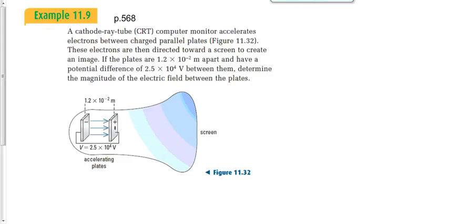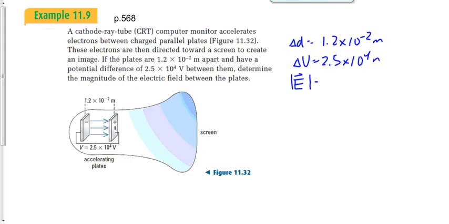The distance between the plates is 1.2 times 10 to the negative 2 meters. We know the potential difference between the plates is 2.5 times 10 to the 4 meters, and we want to find the magnitude of the electric field. This seems like a pretty straightforward question, especially since we already know which equation we're going to use. We know which equation we're going to use, not because of our givens, but because we looked at the question and understood what was happening in the question.